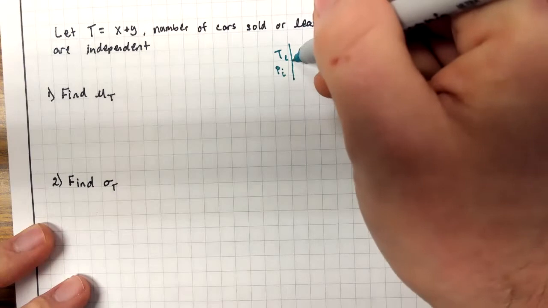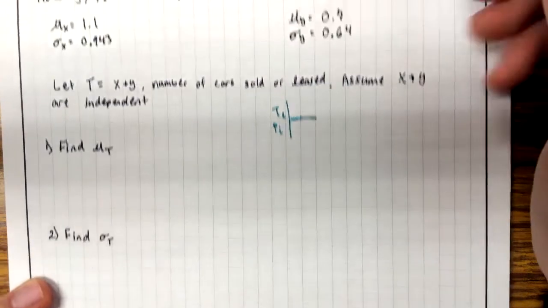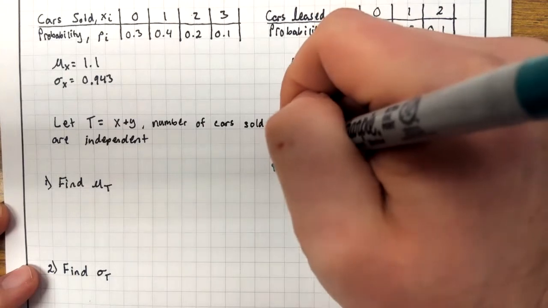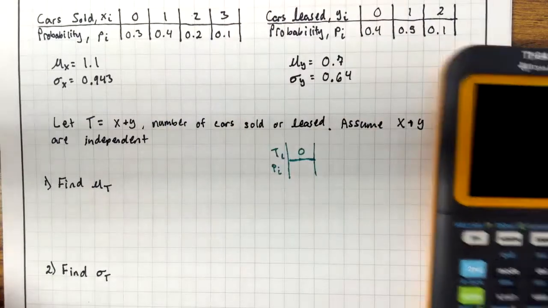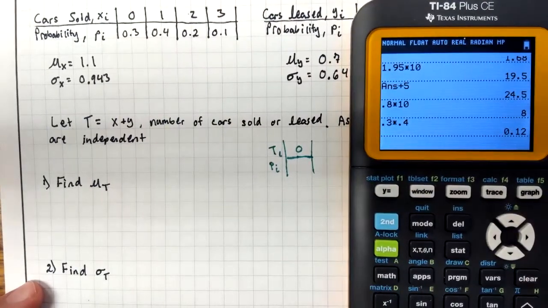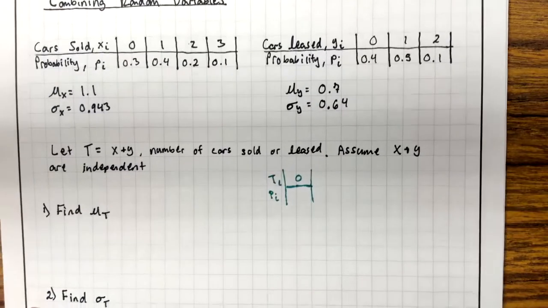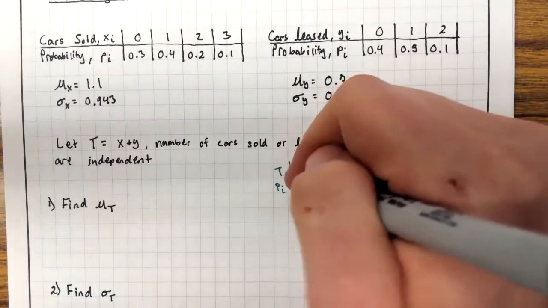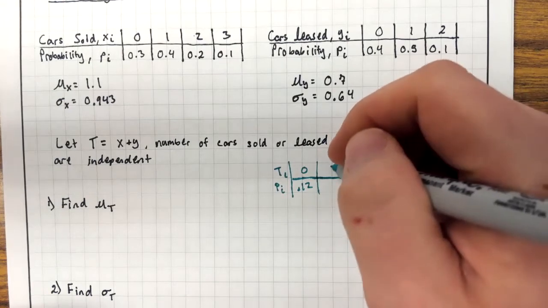So it looks like we can have the total amount of cars sold or leased be 0. We can sell 0 cars, 0 leases, and have a total of 0. So to get that probability, we would have to assume that these two events are independent in order to multiply them. So that would be 0.3 times 0.4, or 0.12. Fantastic.